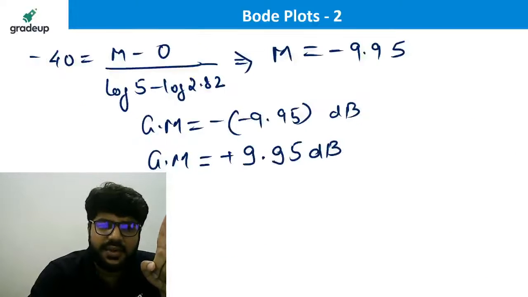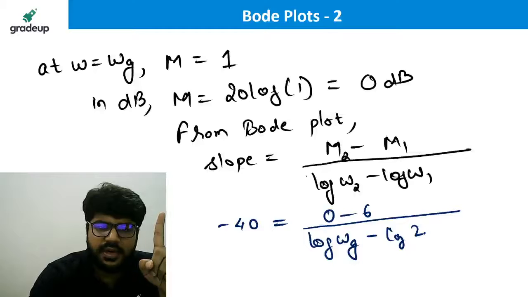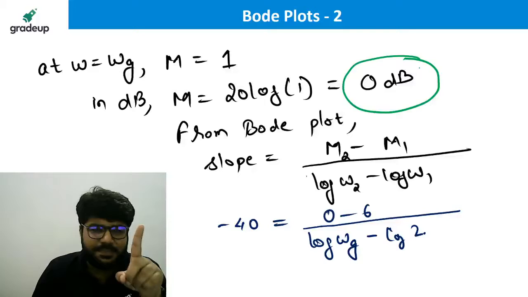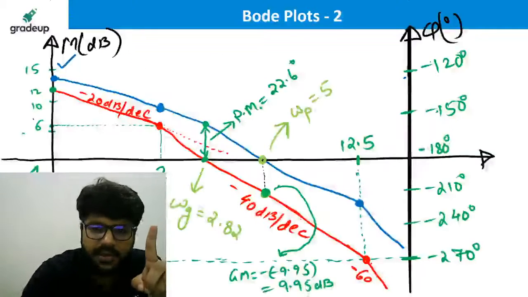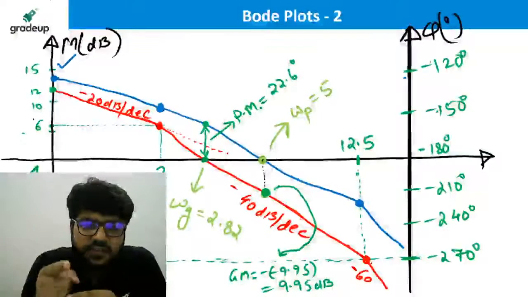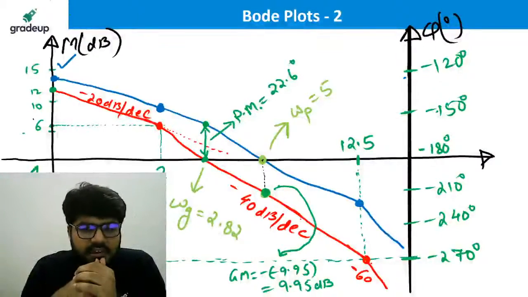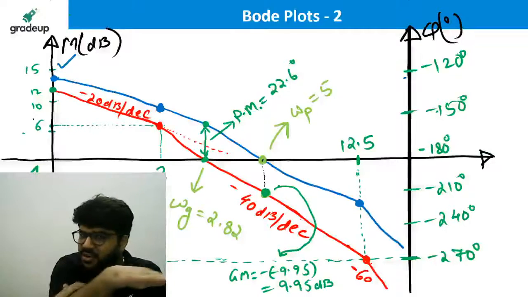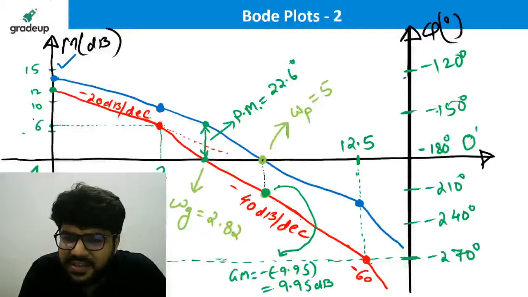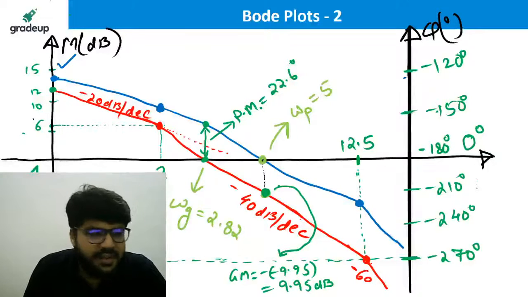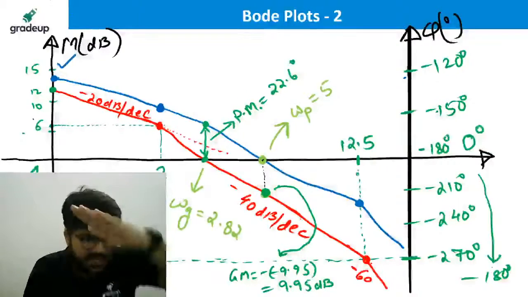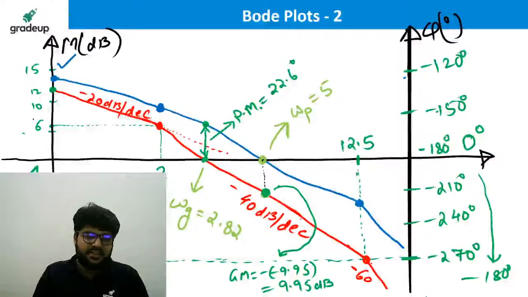Omega g is the frequency at which the magnitude is 0 dB. Actually the absolute value is 1, but in the magnitude plot it is 0 dB, meaning the x-axis. So where do we find the omega g? On the x-axis, on the 0 dB line. Now suppose I had taken this as 0 degree. Where will minus 180 be? It will be somewhere downwards, below the x-axis, a negative value of y.